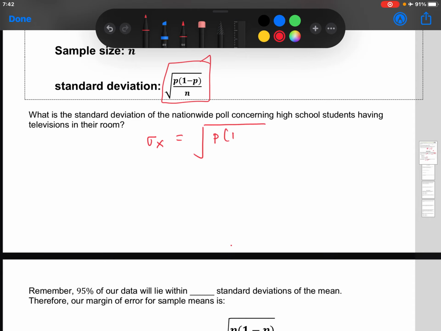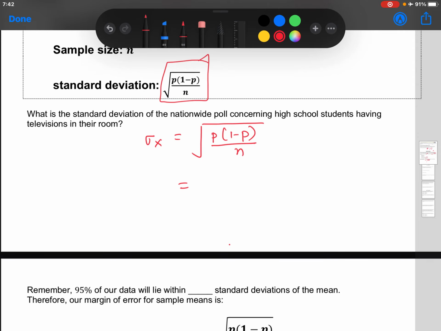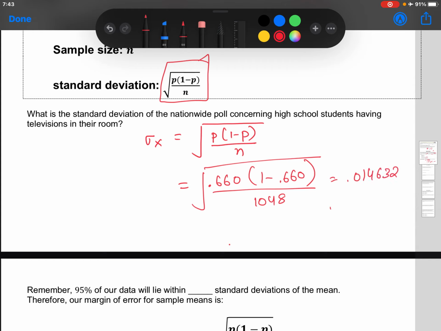It is the square root of, again, write your formula every time when you're working on a question. That'll just help you remember it and understand it better. So P is your population proportion, which was what? We found it in the do now, 0.660, 1 minus 0.660 over my sample size, which is what? 1048, and square root of that. So that would be actually 0.014632. I said round it to 3 decimal places, 0.015.